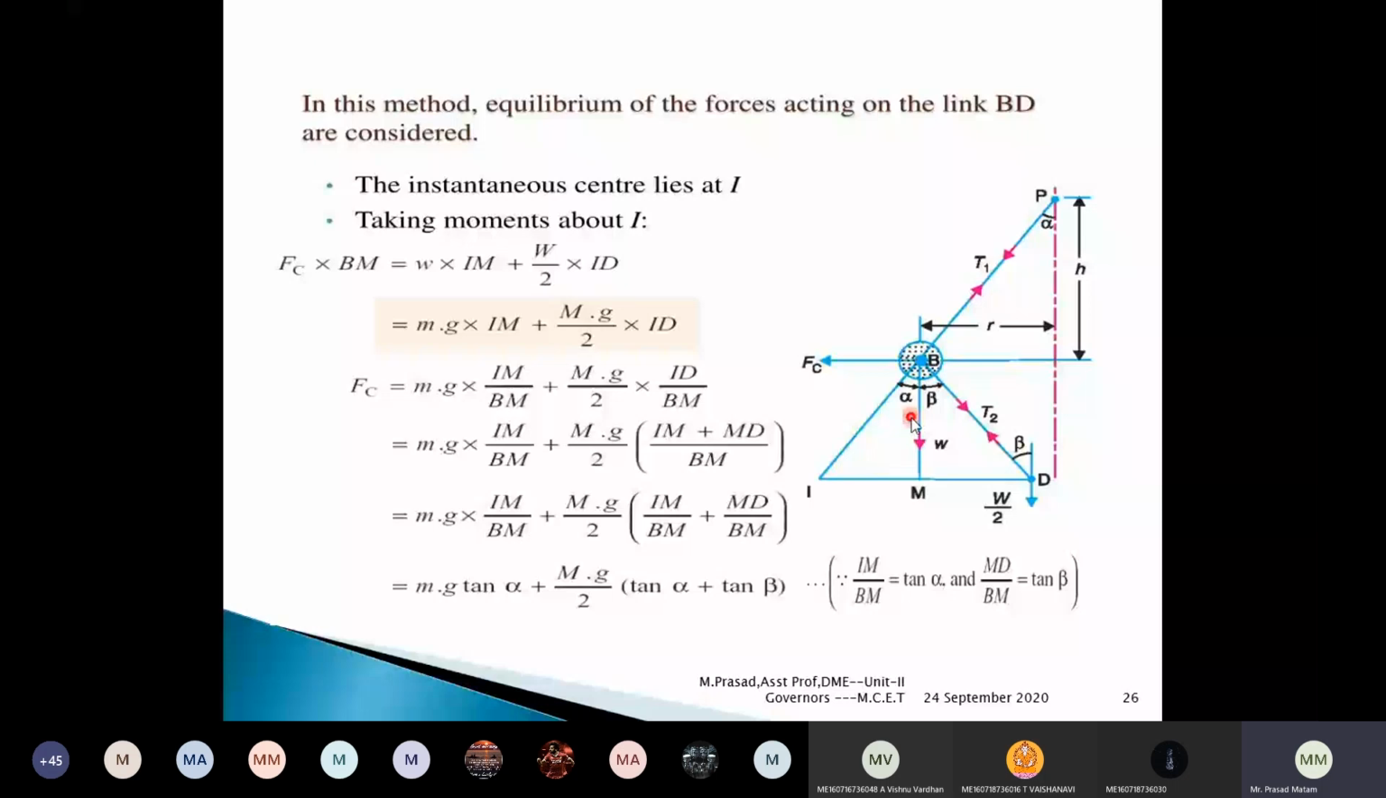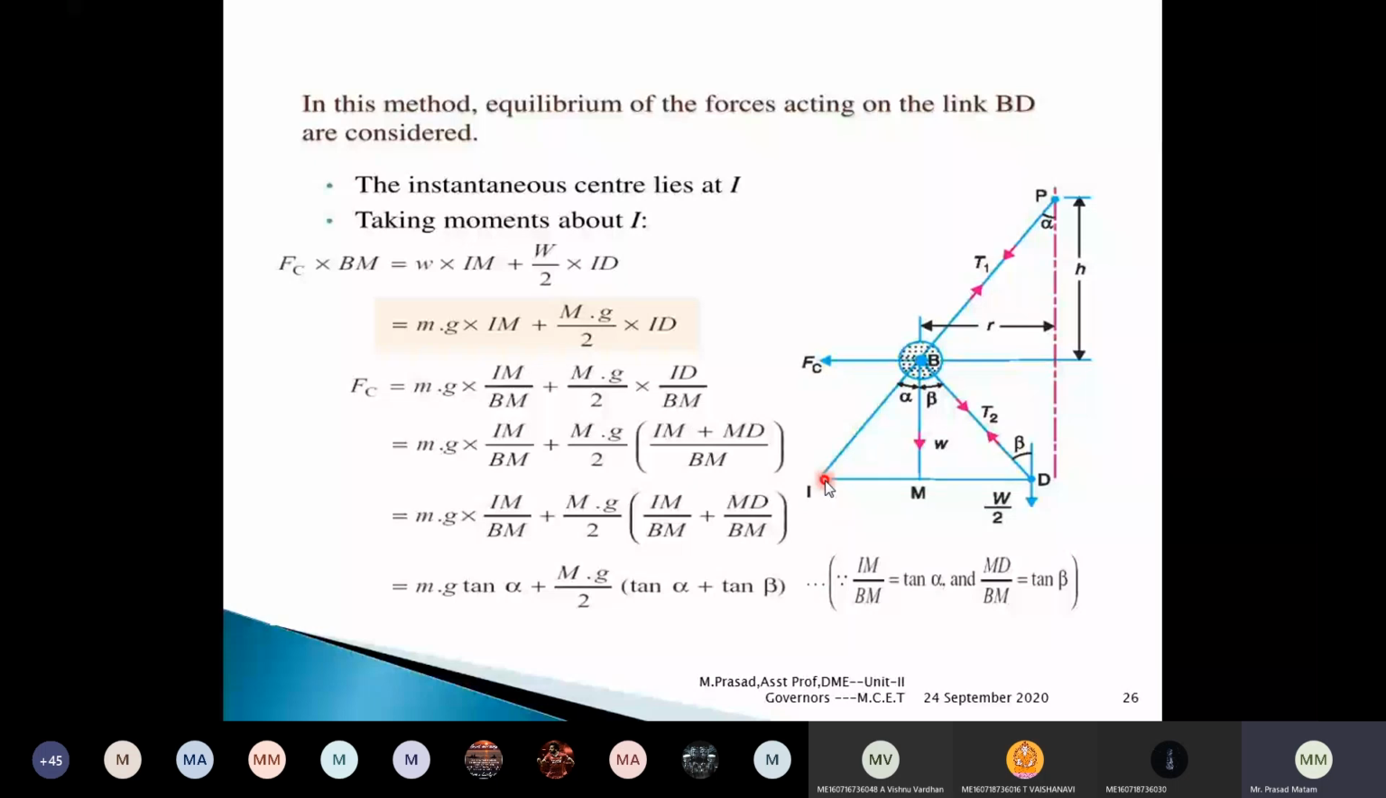You are having only T1 and T2, the two arms. So extend the T1. Similarly, extend point D towards the left hand side. These two will meet at one point. This point we call the instantaneous center. I will explain again. Extend the T1 line downwards. Similarly, from point P, extend the line towards the T1 line. These two will meet at one point. This point we call the instantaneous center.